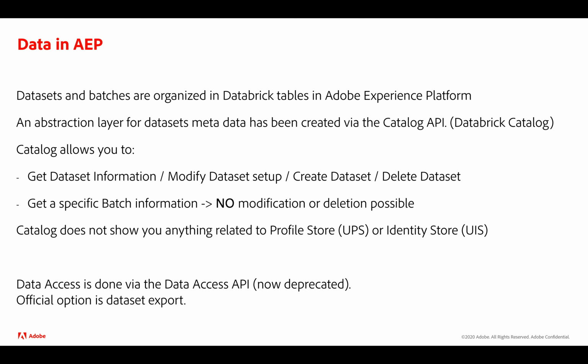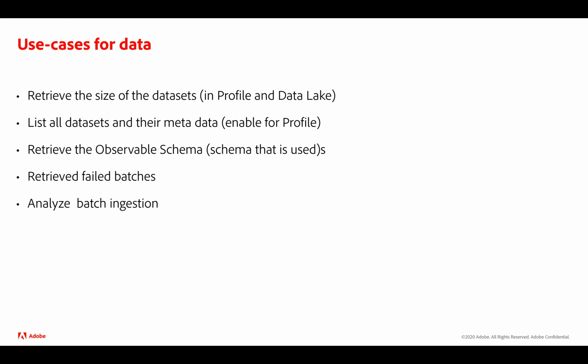Data access is done via the Data Access API. So if you want to read the batches themselves, it's the Data Access API. It is now deprecated, and you cannot really use it for long-term use because it's supposed to be shut down at some point in time. The official option for querying the data in your dataset is to do a dataset export, which is part of the flow service. And on that point, we'll go into a different video later on.